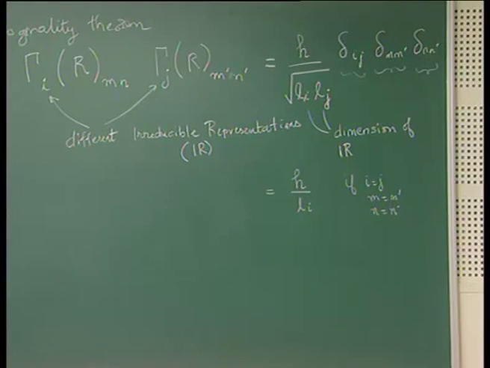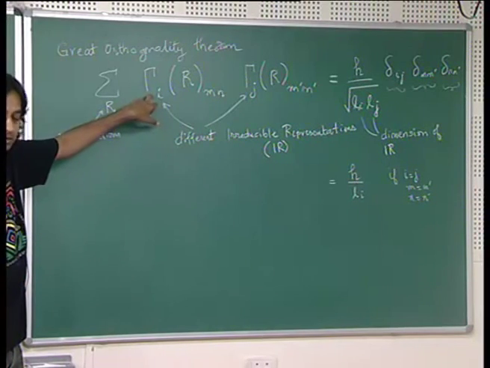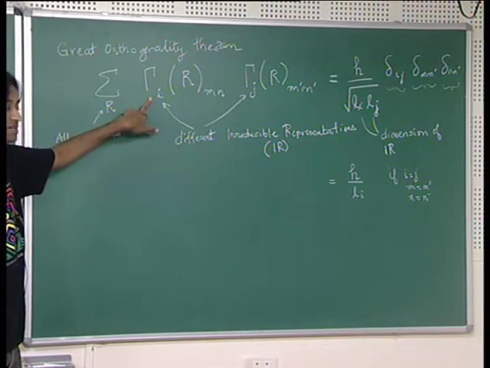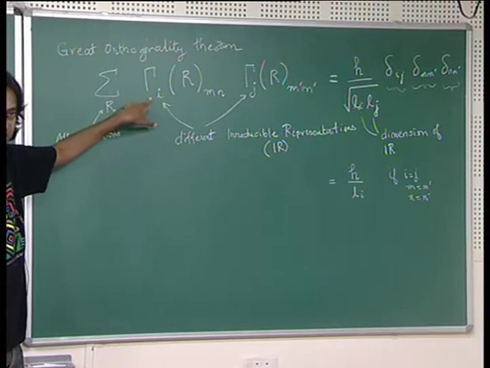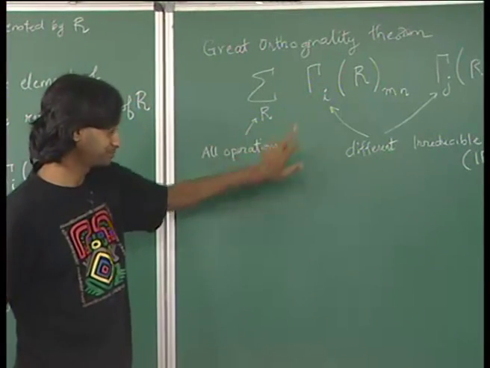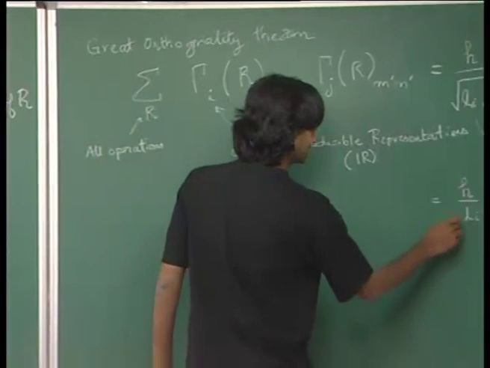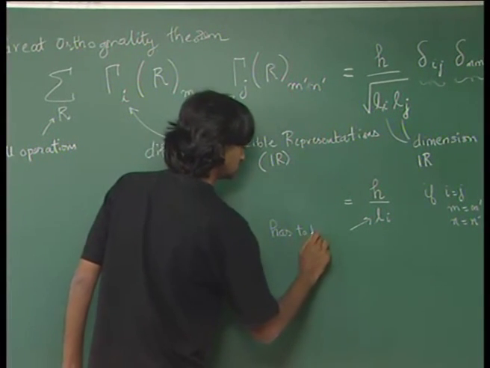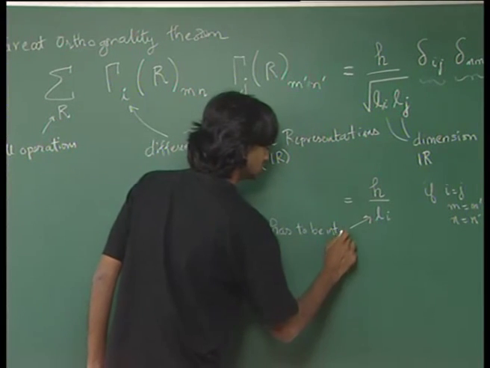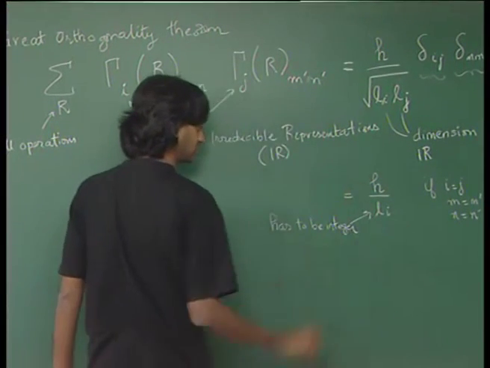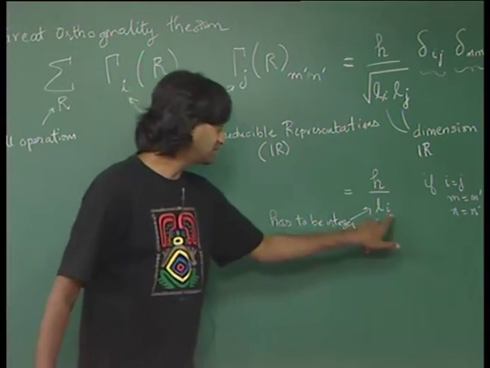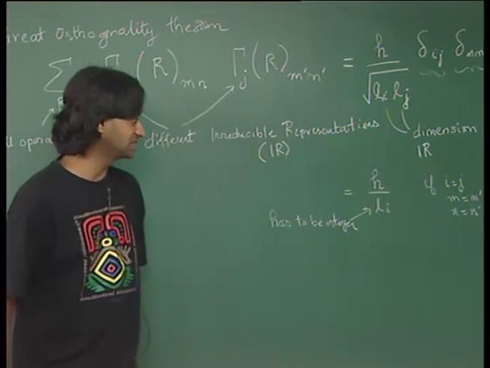Okay. Now, this is a matrix element. So, there is no restriction on this. This can be real, it can be integer, it can be a fraction, it can be complex, it can be negative, it can be anything. However, l i has to be an integer. h also obviously has to be an integer, since this is the order of the group. So, both of these have to be integers.